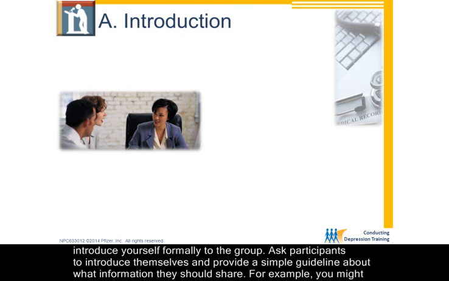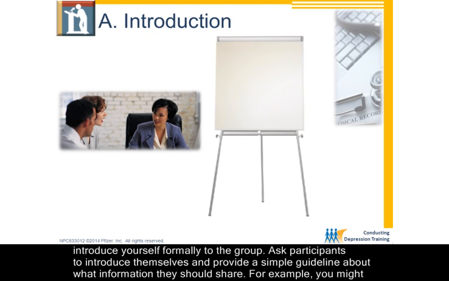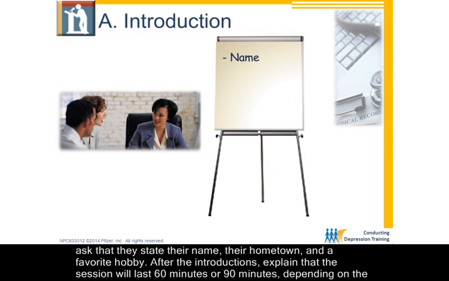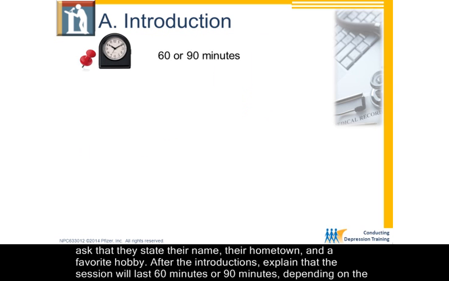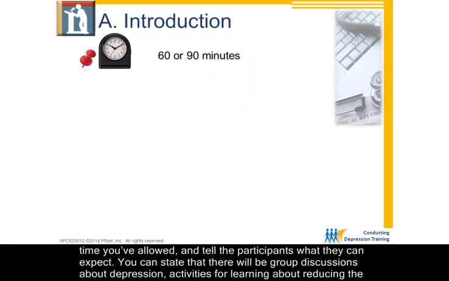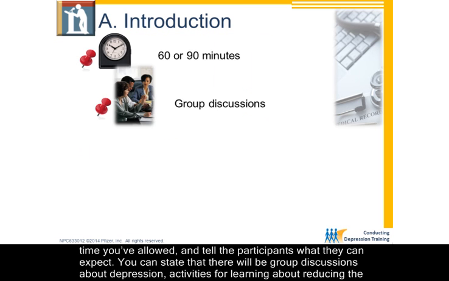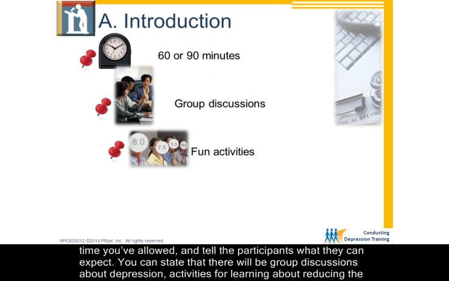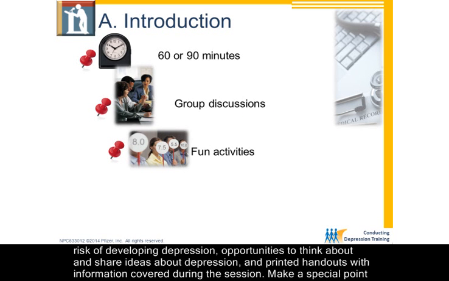Ask participants to introduce themselves and provide a simple guideline about what information they should share. For example, you might ask that they state their name, their hometown, and a favorite hobby. After the introductions, explain that the session will last 60 minutes or 90 minutes, depending on the time you've allowed, and tell the participants what they can expect. You can state that there will be group discussions about depression, activities for learning about reducing the risk of developing depression, opportunities to think about and share ideas about depression, and printed handouts with information covered during the session.